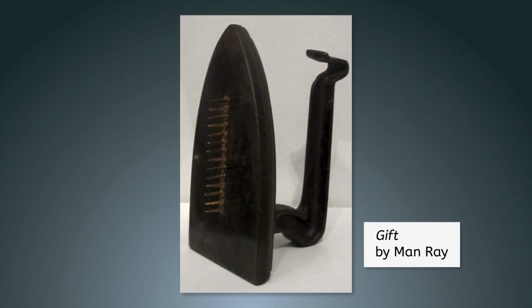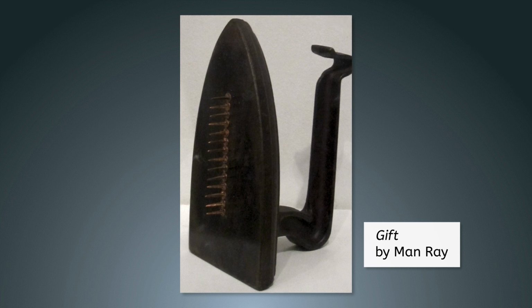Man Ray's Gift is a famous piece of art where he adds a unique twist to an everyday iron. He attaches a row of sharp spikes to the flat part of the iron. This changes the function of the object, does it not? Could you imagine the texture of spikes used to iron out your clothing?